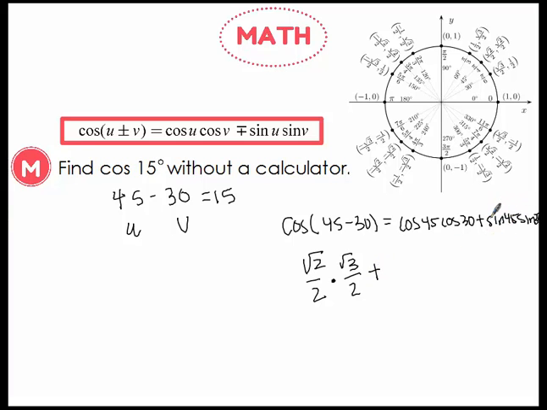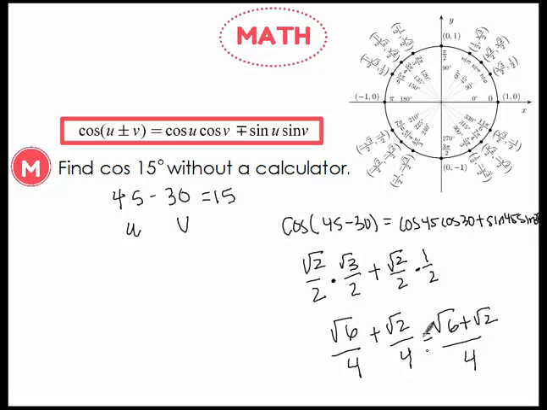Sine of 45, so sine is our y value at 45, that's also rad 2 over 2. And then sine of 30 degrees, so 30 is right here, that's our y value, it's 1/2. Then we go through and we simplify the numerator. Square root of 2 times square root of 3 is square root of 6. 2 times 2 is 4. Square root of 2 times 1 is square root of 2. 2 times 2 is also 4, which simplifies to rad 6 plus rad 2 over 4. So we are finished. We have found what cosine of 15 degrees would be.